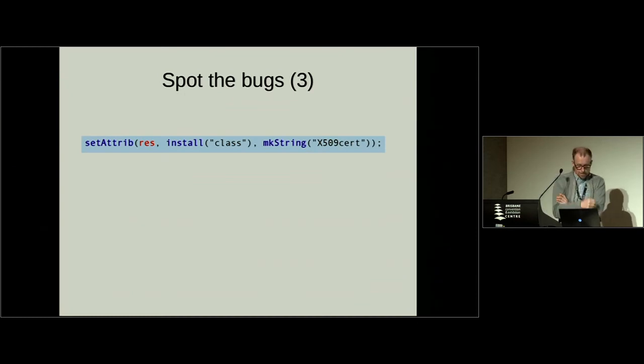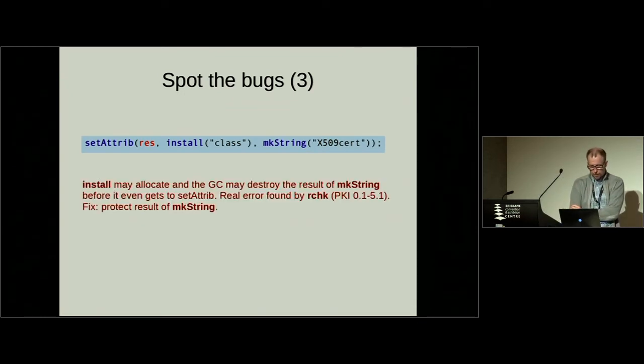Yeah, that's nice, but this is still wrong. And this is an extremely common error in packages everywhere. So what's the problem? Well, we are passing two arguments, and both of the arguments are calls to a function that allocate. mkString is returning this newly allocated object.